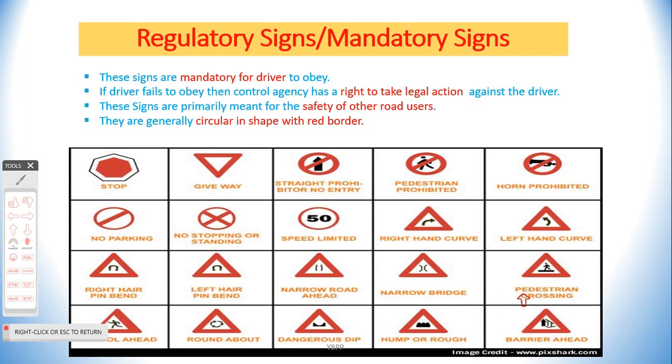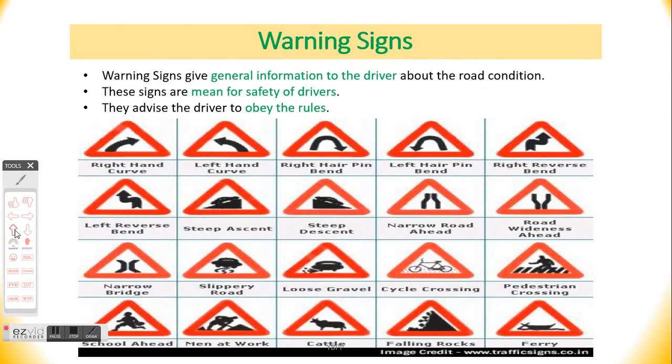Then a triangle with a person crossing the road, that is pedestrian crossing. Generally this type of symbol is at village places. Then school ahead. Then roundabout, dangerous dip, if the road is having a dip, then dangerous dip. Next is hump or rough surface. This type of symbol we can generally see at the speed breaker. Then barrier ahead. Now in the next slide we will see the warning signs. Warning signs are also very important.